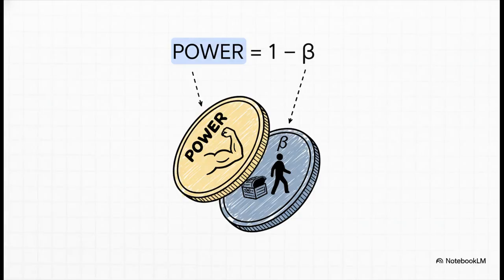And the math here is super simple, which is nice. Power is just 1 minus beta. That's it. If the chance of missing an effect, beta, is 20%, then your power to detect it has to be 80%. They're just two sides of the very same coin.